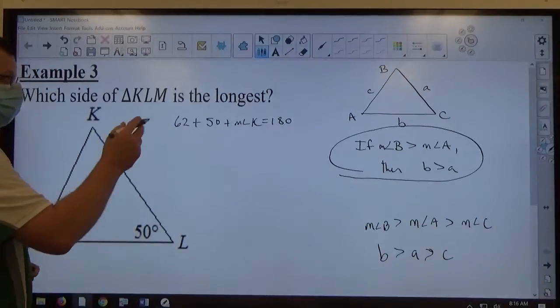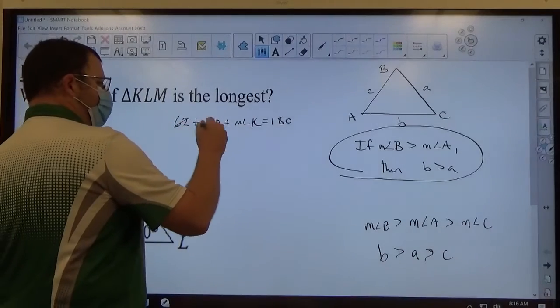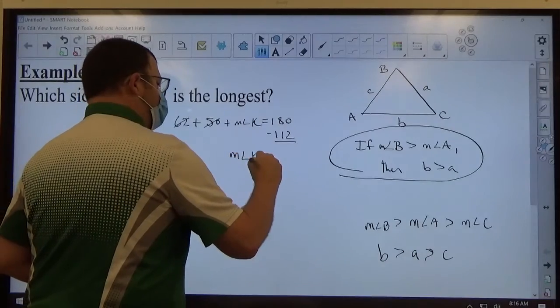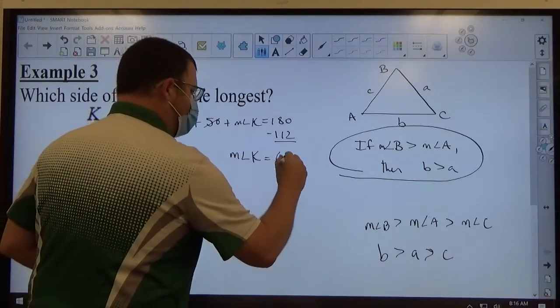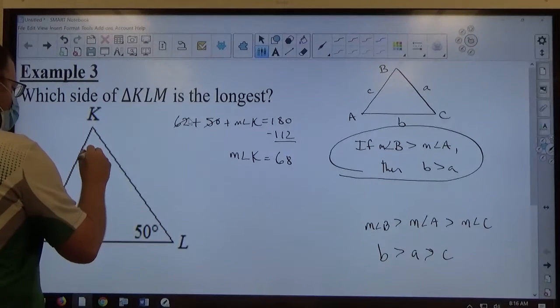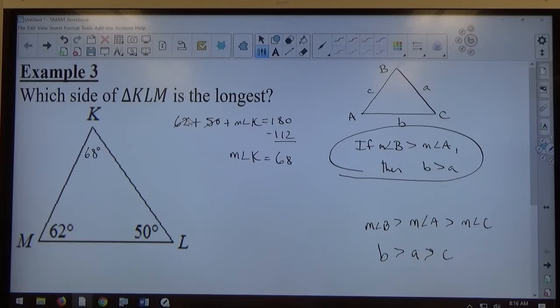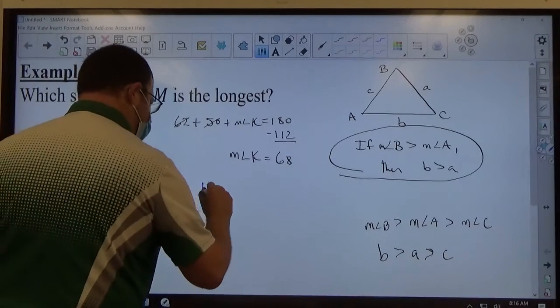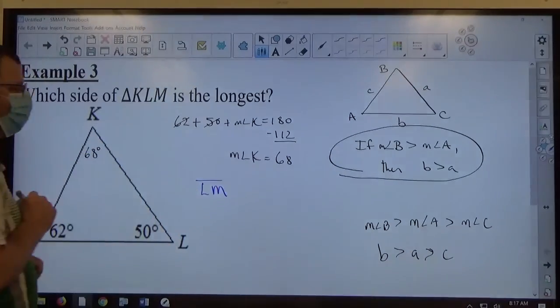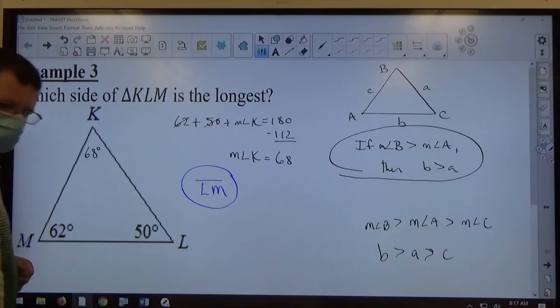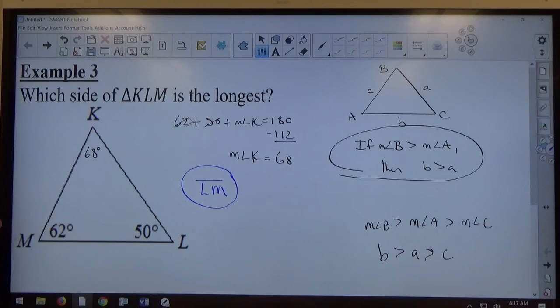So 62 plus 50 is 112. So plus 112 on the left becomes minus 112 on the right. Measure of angle K is equal to 68. So 68 degrees goes up here. And once we establish all three angles, it says which side's the longest. Well, the biggest angle is 68, so the longest side is side LM. And when you're naming a triangle side, it's a segment, so side LM is going to be segment LM. So find the biggest angle, go across, that's the biggest side.